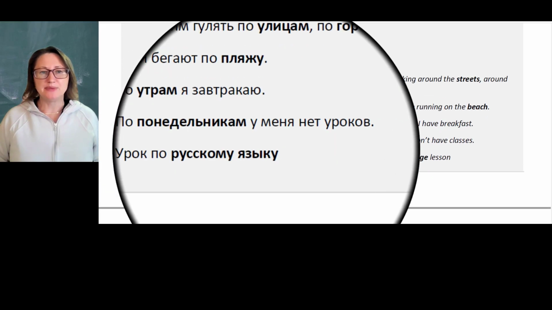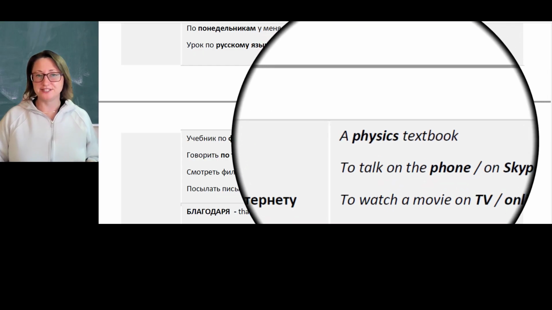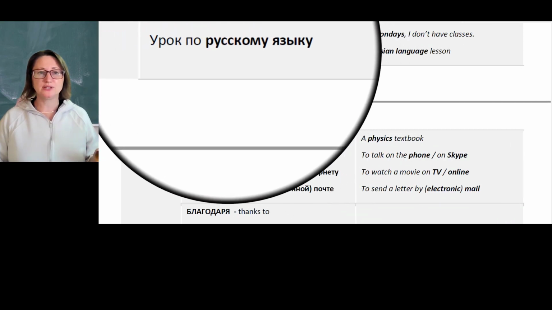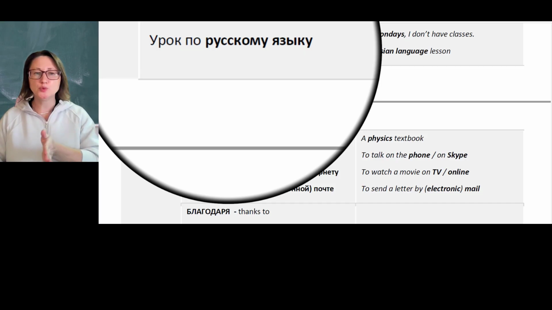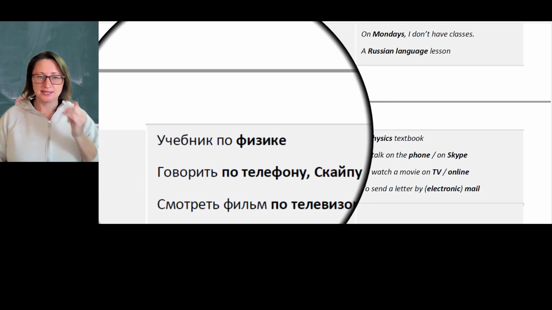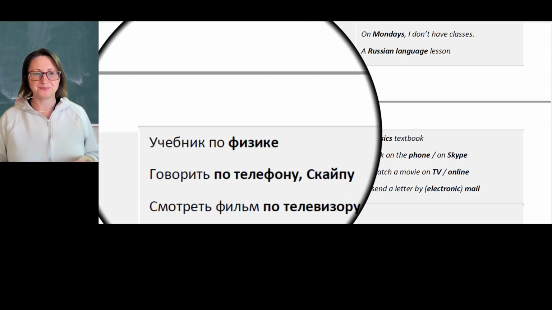So then academic subject. So here we have a Russian language lesson and a physics textbook. And again, we saw how we can do it with genitive. Now let's take a look how we can do it with dative. Урок по русскому языку. Учебник по физике. And again, physics in Russian is a word in singular, физика.